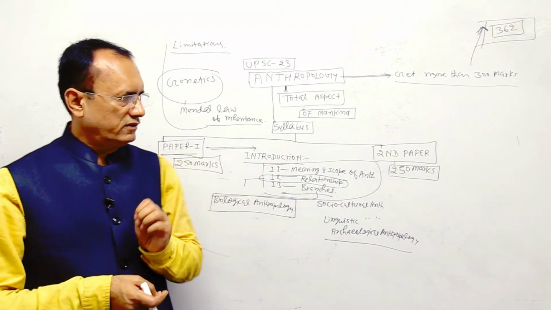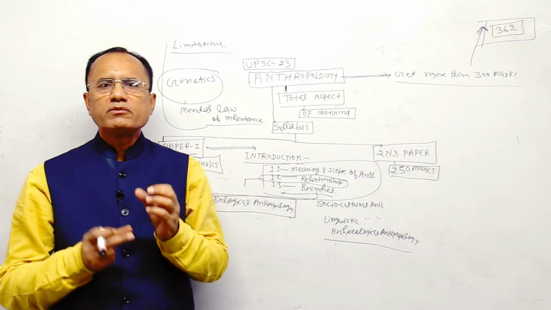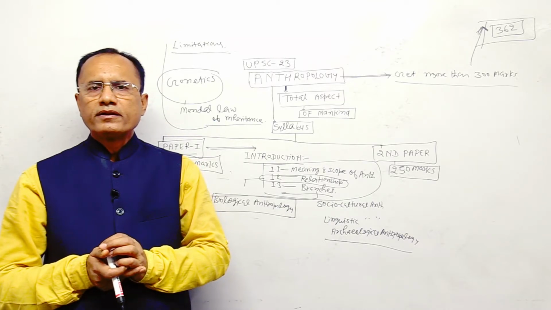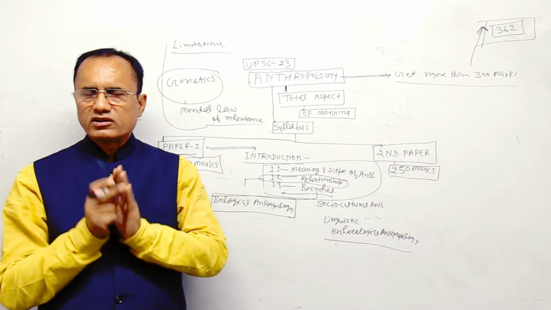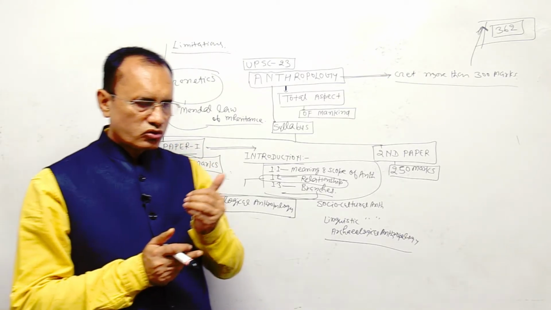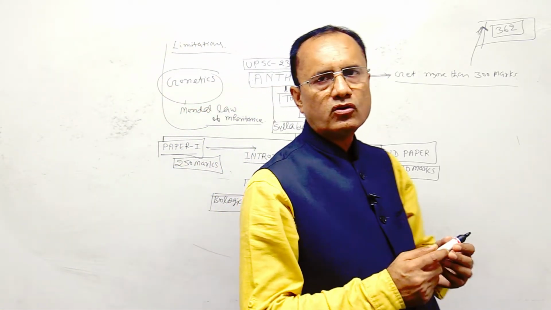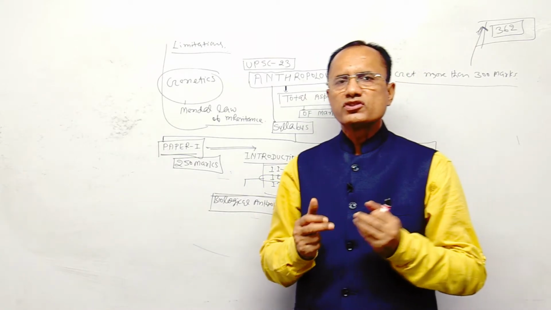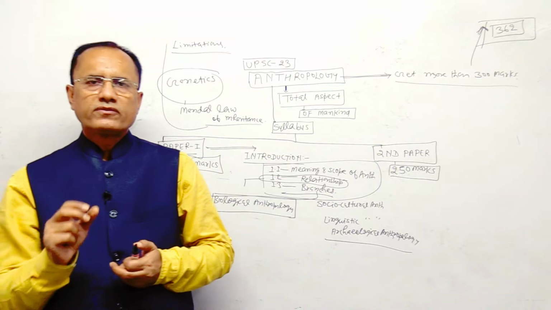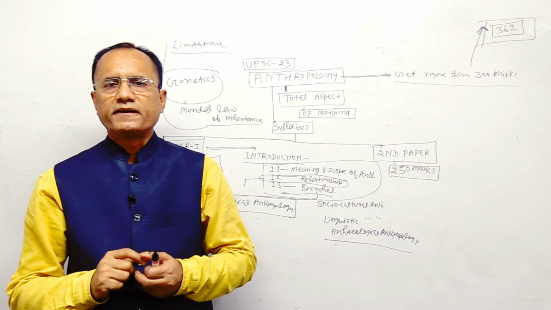But we also study some important concepts related to the understanding of socio-cultural anthropology, that is culture, civilization, society, social institution, social group, community, association, band and tribe, etc. So try to understand that.